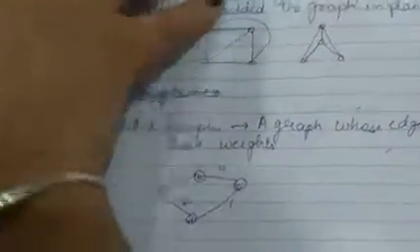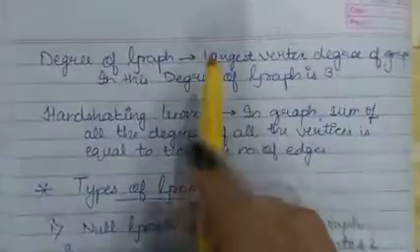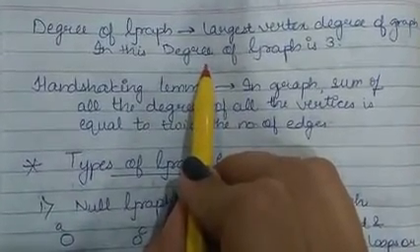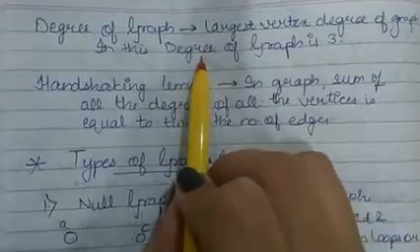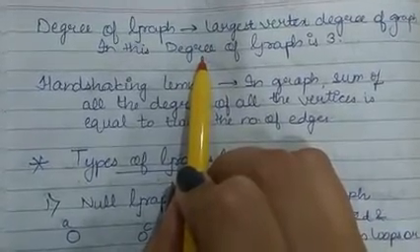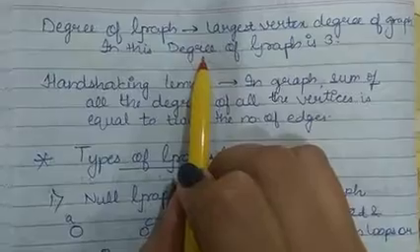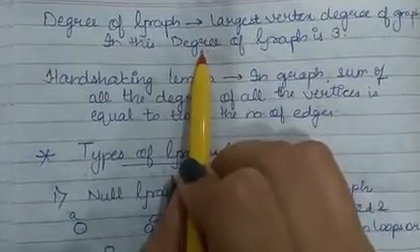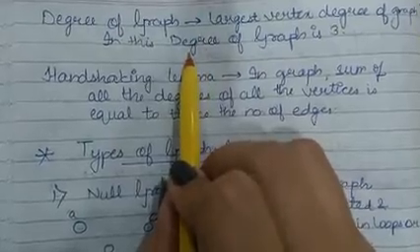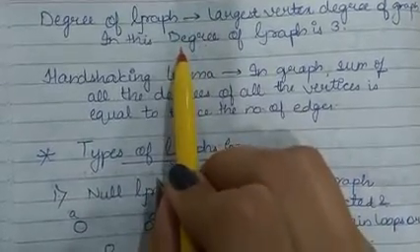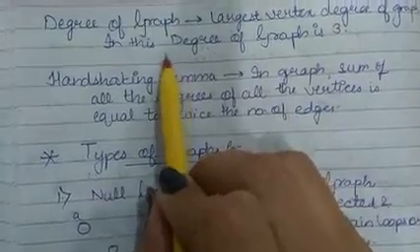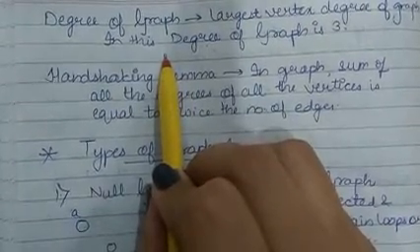Now what will be the degree of this graph? We have checked the degree of all four vertices, but what is the degree of the graph? The degree of a graph is nothing but the largest vertex degree among its vertices. We had four vertices A, B, C, D, whereas C has the highest degree, that is 3. So the degree of the graph will be 3 in this case.